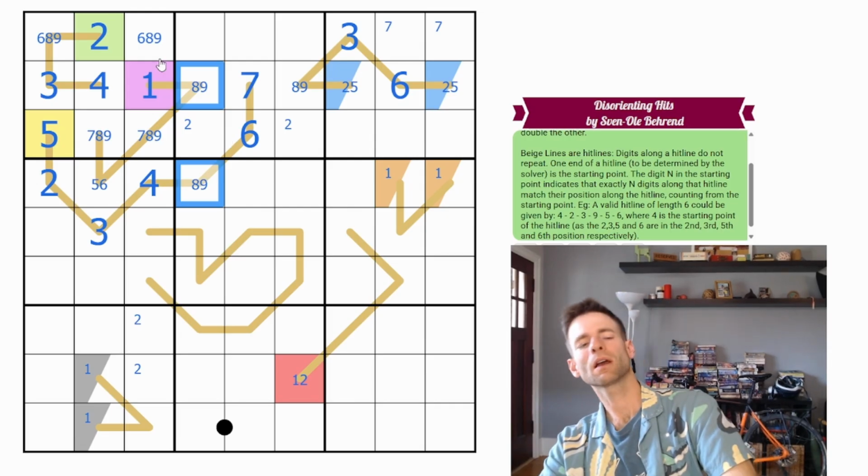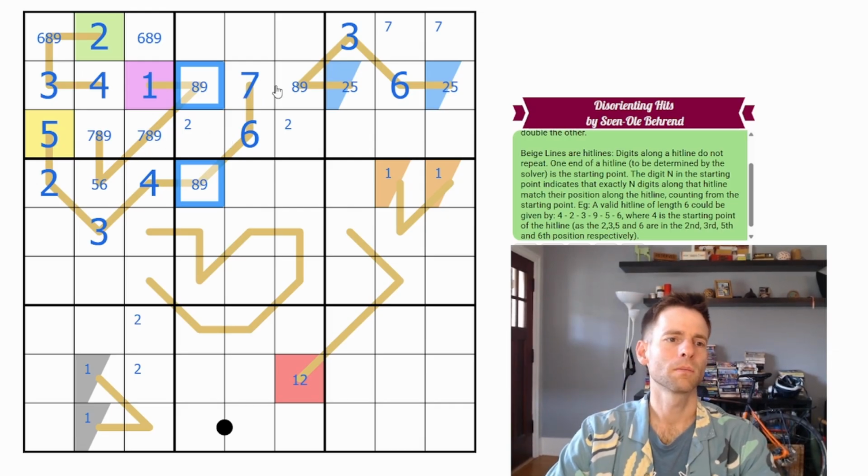Oh, I see something kind of weird. So this cell has to be in this box, has to be in this triplet, because this is a set of all the digits 7, 8, 9, because they're on the same beige line. So they have to be 7, 8, and 9.